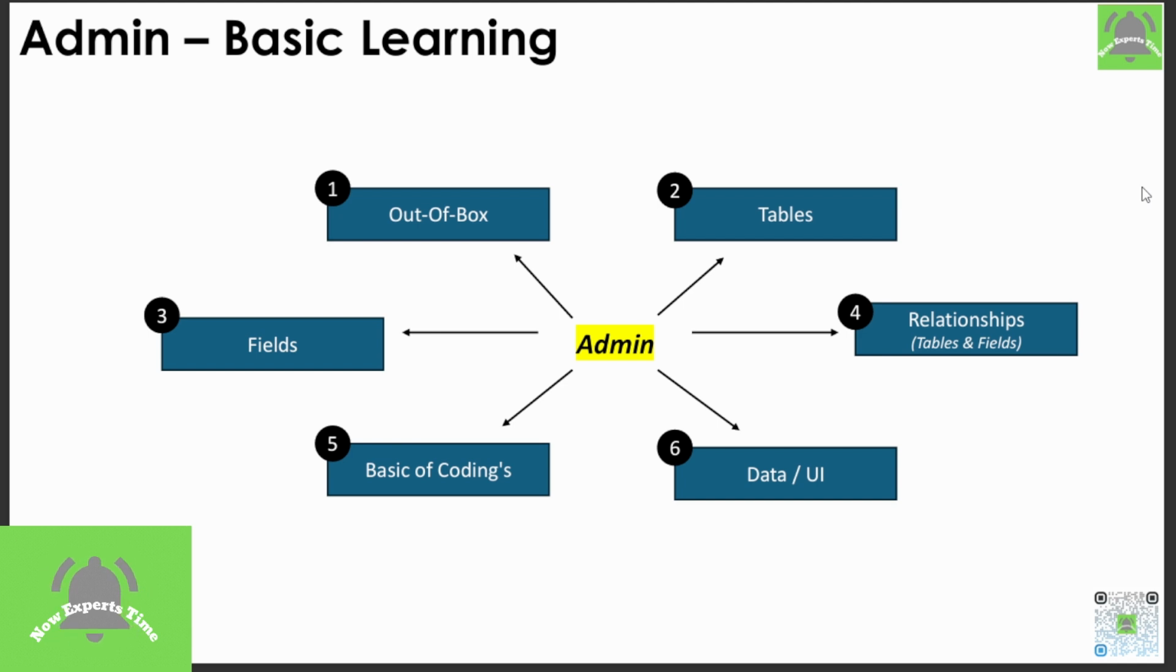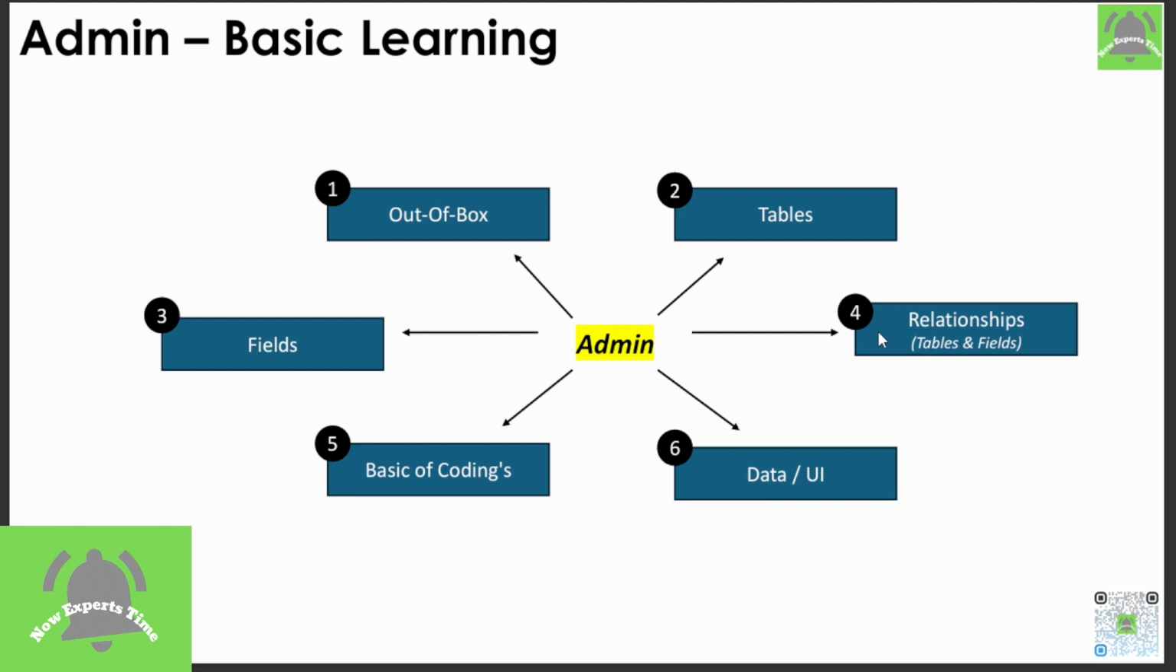So table to table relationship, table to field relationship, field to field relationship, these are all the things you should understand in the second point, third point and fourth point. If you understood this very clearly with respect to out of box tables, then you are a proper admin.